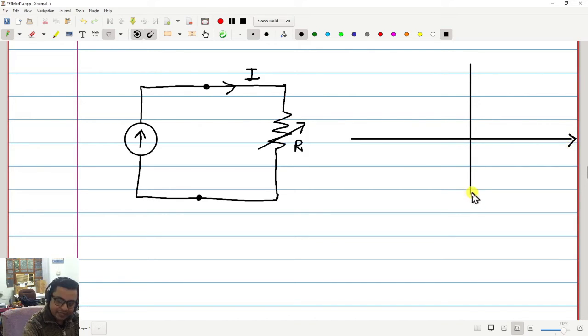For an ideal current source, how do you expect this graph to be, voltage versus current? Parallel to the y-axis. This should be constant. Yes. So as you increase the resistance, the voltage across it will increase, but the current will remain the same. This is true for an ideal current source.